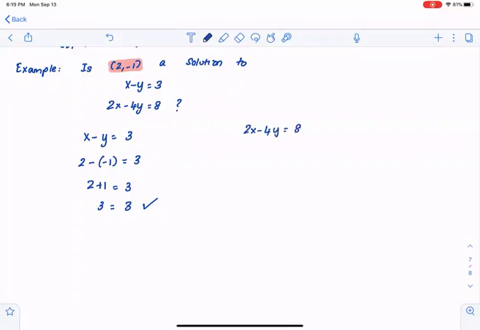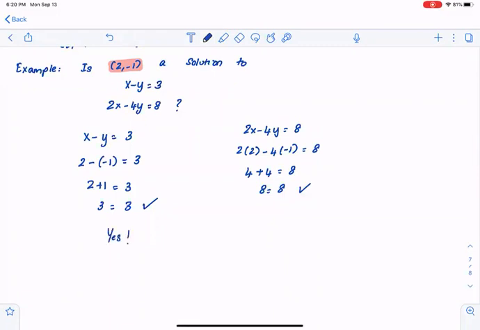I'm going to plug in 2, minus 1. So 2 times 2 minus 4 times negative 1. 2 times 2 is 4. Negative 4 times negative 1 is positive 4. So we have 8 equals 8. That checks out as well. Since 2, minus 1 satisfies both equations, we have the correct solution.